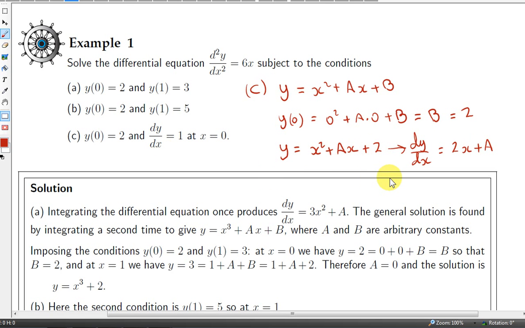Now we're told that dy dx is equal to 1 when x is 0. Now dy dx is a function of x. We could write it like this. We could write dy dx at x equals 0. That's one way. Another way to write it is like this.